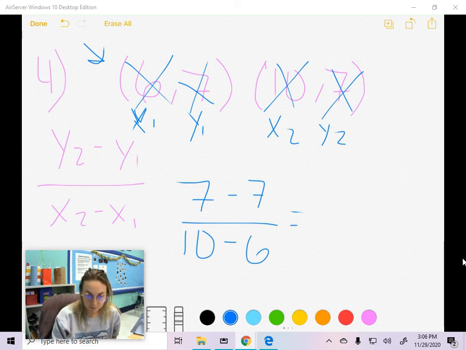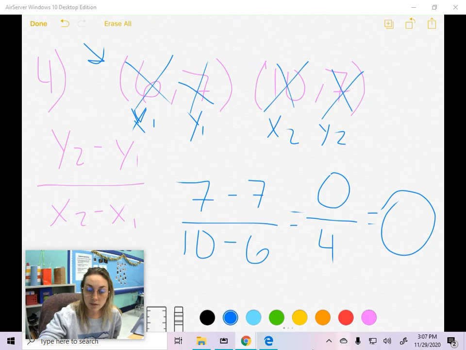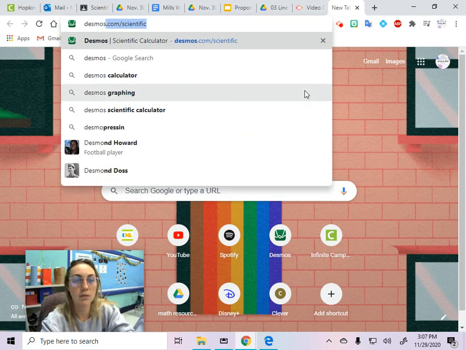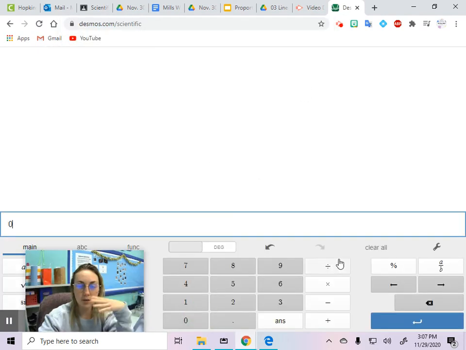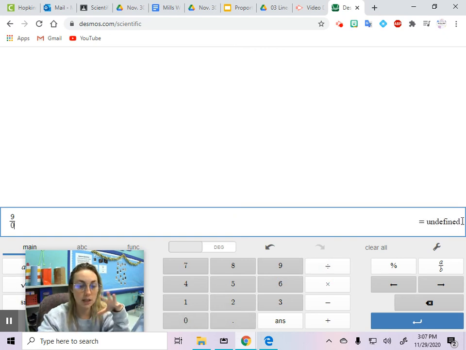All right, cool. So the first one we have 7 minus 7, that's going to be 0. And then we're going to have 10 minus 6, which is going to be 4. Cool. 0 divided by 4 is going to be 0, okay? It's not undefined, and if you don't believe me, you can always check the calculator. 0 divided by anything will always equal 0, okay? Do not confuse that for having something divided by 0, because that will always be undefined, okay? So make sure that that doesn't confuse you. When you have a 0 in the numerator, it will always be 0.